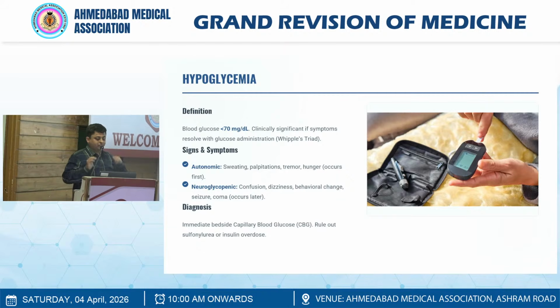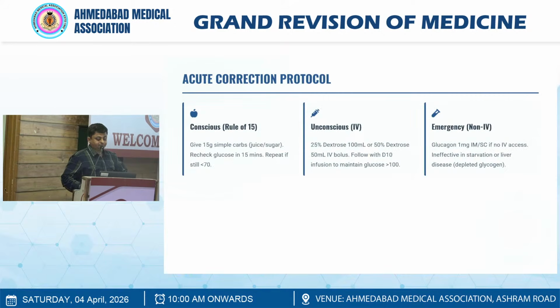Hypoglycemia: blood glucose less than 70 with symptoms of hypoglycemia that resolve after glucose administration. Correction, Rule of 15: give 15 gram simple carb, juice or sugar. Recheck glucose in 15 minutes. Repeat if still less than 70. If unconscious, 25% dextrose 100 ml or 50% dextrose 50 ml bolus. Emergency non-IV: glucagon 1 mg IM or subcutaneous if no IV access is there.